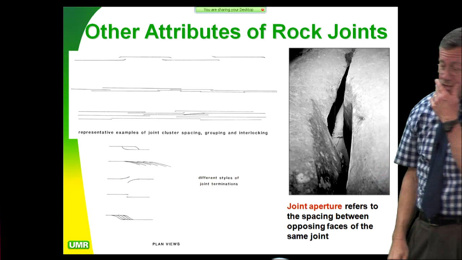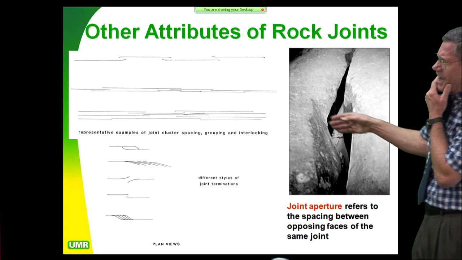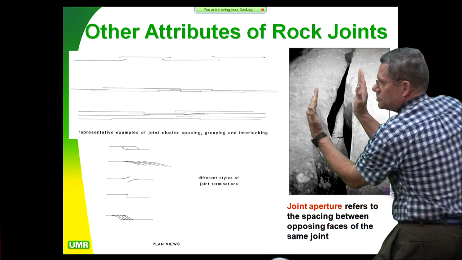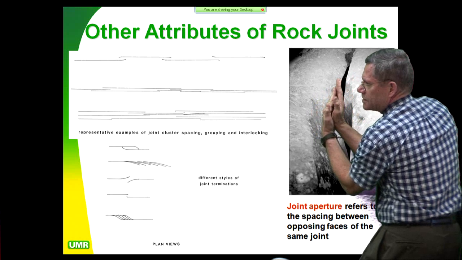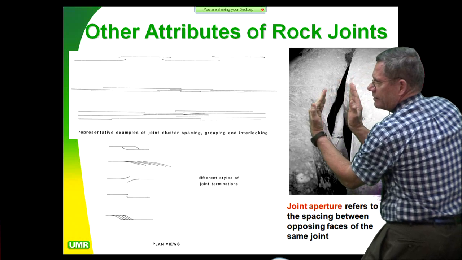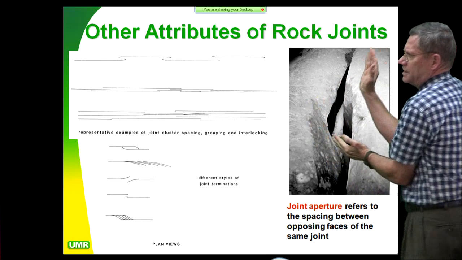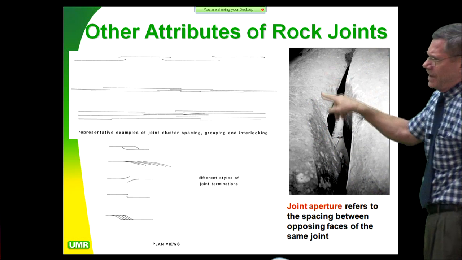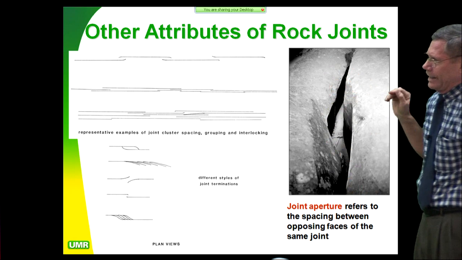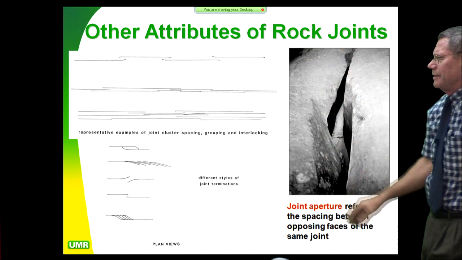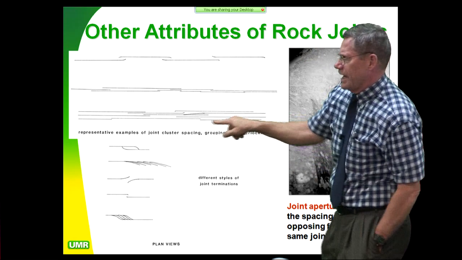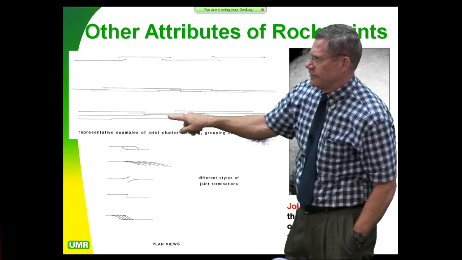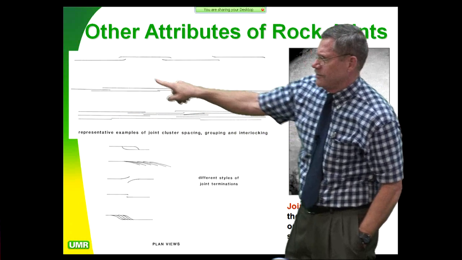So other attributes of joints: when I'm walking around on top of the cliff face, I can actually see the matted joint face that used to be closed. And this is opened up here a couple inches wide because this is relaxing toward the free face. Some of these I found at Zion were 6 feet wide. You could actually drive a Jeep into them. They're so big. But these are different kinds of joint terminations, where you have one riding past another one.